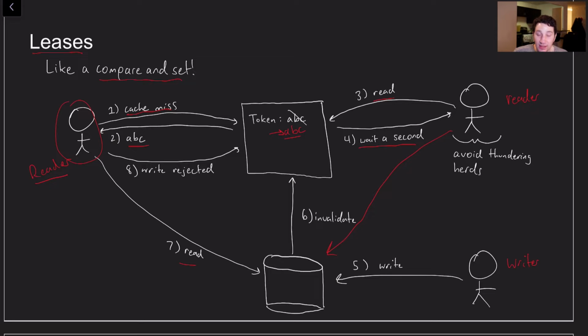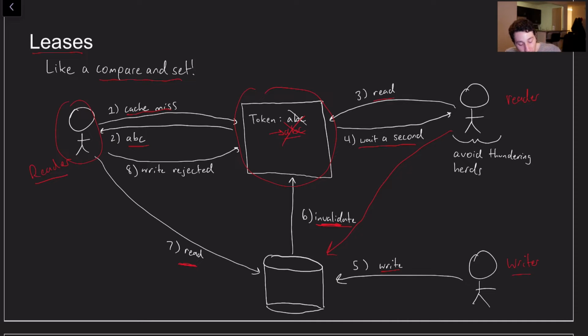But another really nice aspect of it is also preventing stale sets, because as we mentioned, what could happen is this reader could actually go ahead and read and try and set the value over here after that key has already been invalidated. Because in step 5 we have a writer. The writer is going to write to the database. In step 6 we invalidate the key in the cache, which at the same time is going to say, ooh, there was a token ABC here. Let's go ahead and remove it.